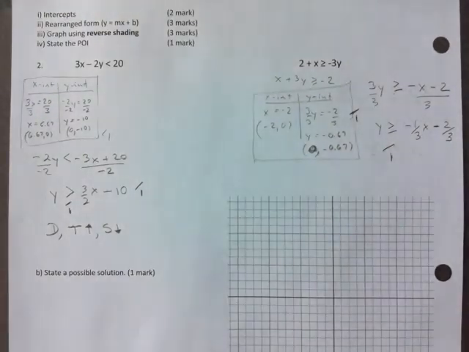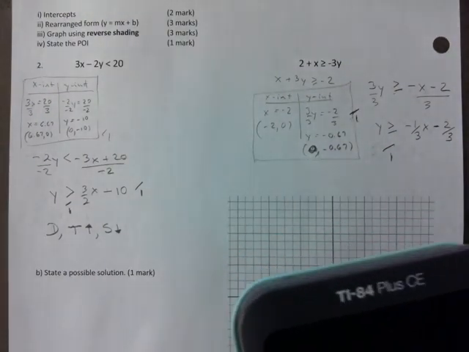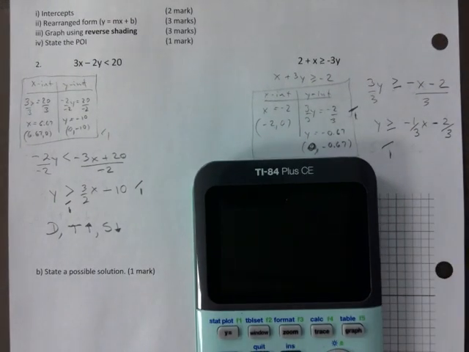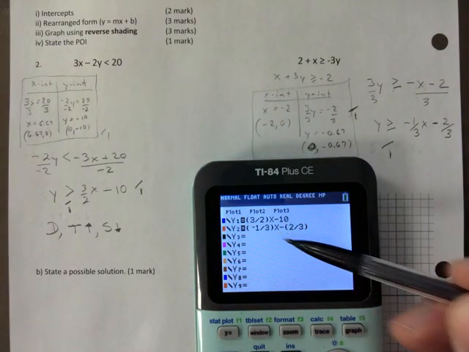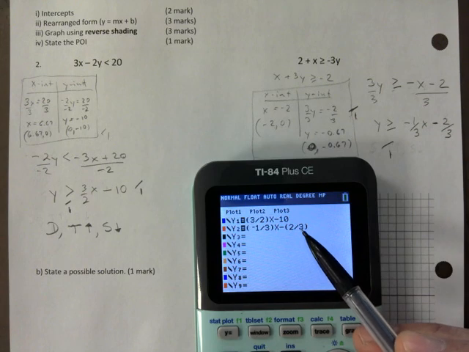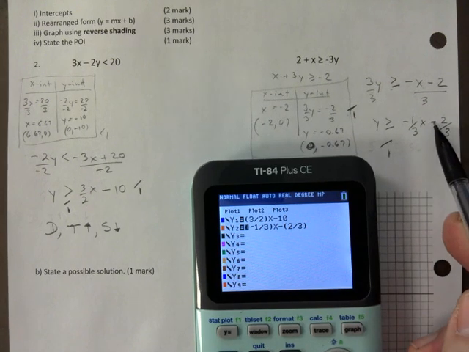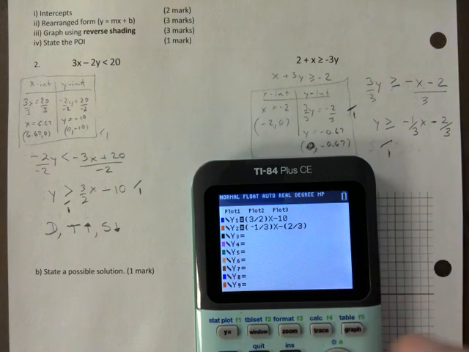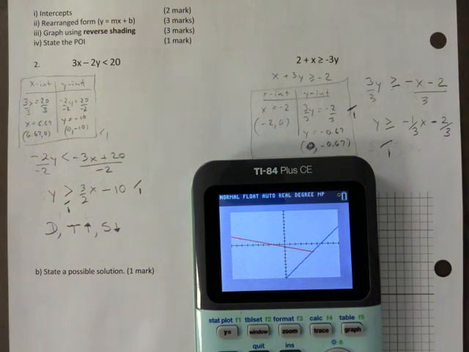Before you sketch it, enter them into your calculator. You're going to need to do that anyways to find the POIs, right? I already went ahead and did that. Watch how I entered the 2/3, right? It's subtract 2/3. That's how I entered it. Not a big deal. The calculator takes care of that. Then I hit graph. My window works pretty good.